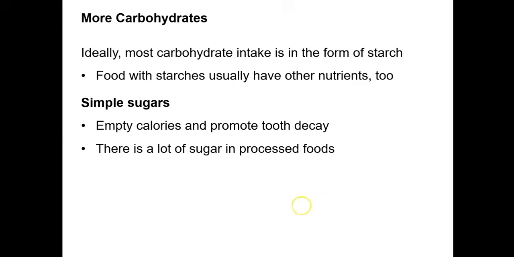Ideally, most carbohydrate intake is going to be in the form of starch, and foods that have starch in them usually are going to have other nutrients too. They're going to have some simple sugars, some empty calories, and there's going to be a lot of sugar in processed food. So moving to things like candy bars, candy, cereals, any kind of processed food that is preserved will typically have a lot of sugar in it.